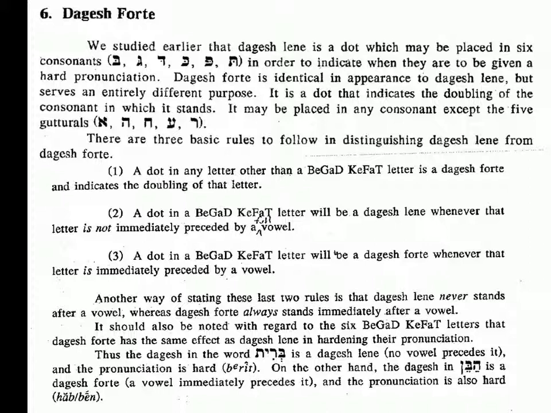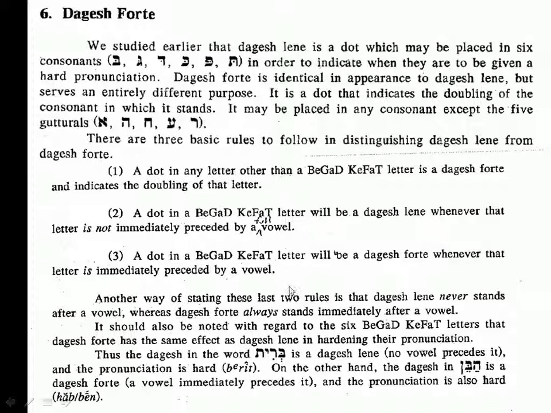So how do you tell? Here's what it comes down to. How do you tell what a dot is in a Begad Kafat letter? If it is there indicating that we're going with the hard pronunciation of that letter, that means Dagesh Lene, or if it's sitting in that letter to indicate that that letter is actually doubled, in which case we'd call it a Dagesh Forte.